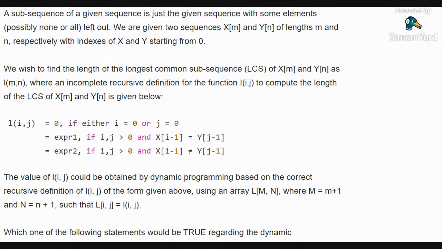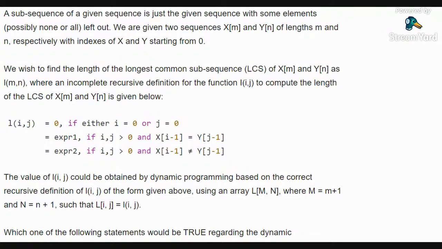We wish to find the length of the longest common subsequence, LCS of Xm and Yn, as L(m,n). An incomplete recursive definition for the function to compute the length of the LCS of Xm and Yn is given below. L(i,j) is equal to 0 if i is equal to 0 or j is equal to 0, or expression 1 if i and j are greater than 0 and it is a match, that we have already seen. And if i and j are greater than 0 and X[i minus 1] is not equal to Y[j minus 1], then expression 2, which is nothing but the max of these two.